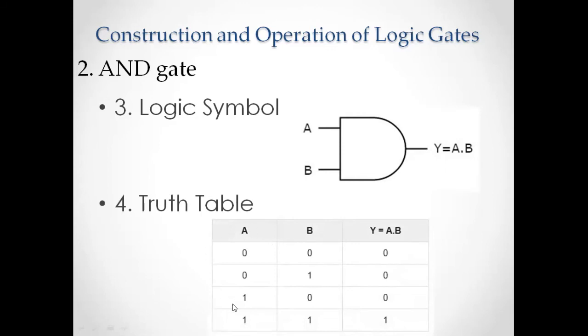For the 2-input AND gate, the possible inputs are 0, 0. The output will be 0. Then it can be 0, 1. The output is 0. It can be 1, 0, and the output is 0. When the inputs are 1 and 1, then the output will become 1, which means when the inputs are high at both terminals, the output becomes high.